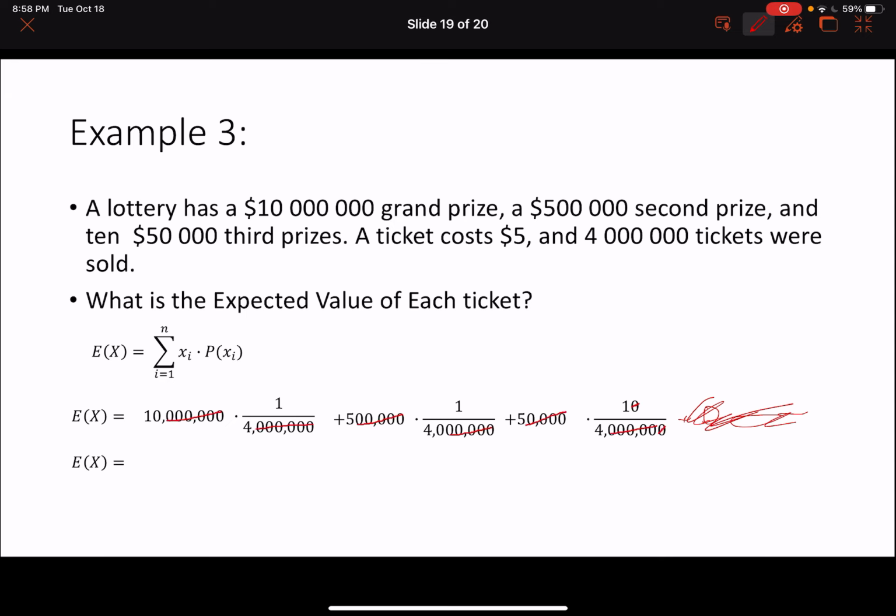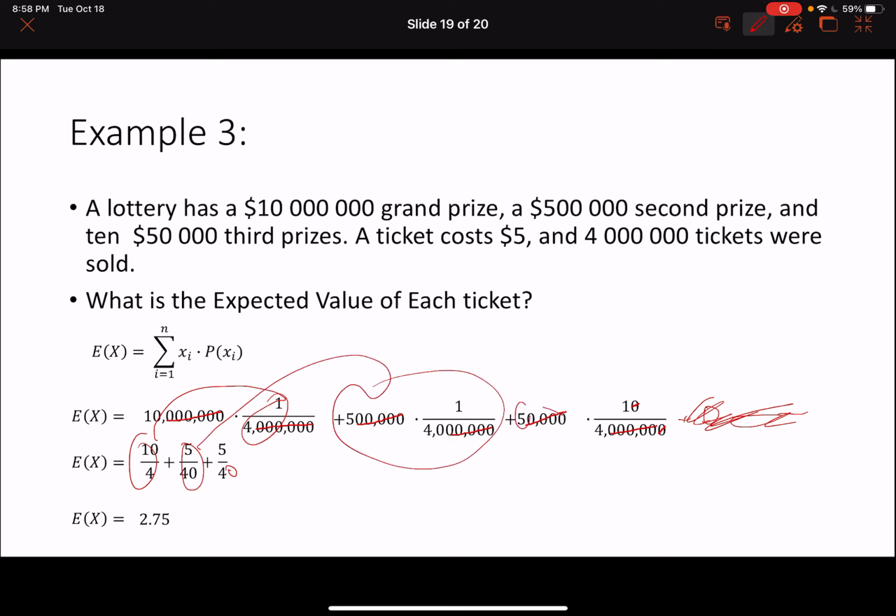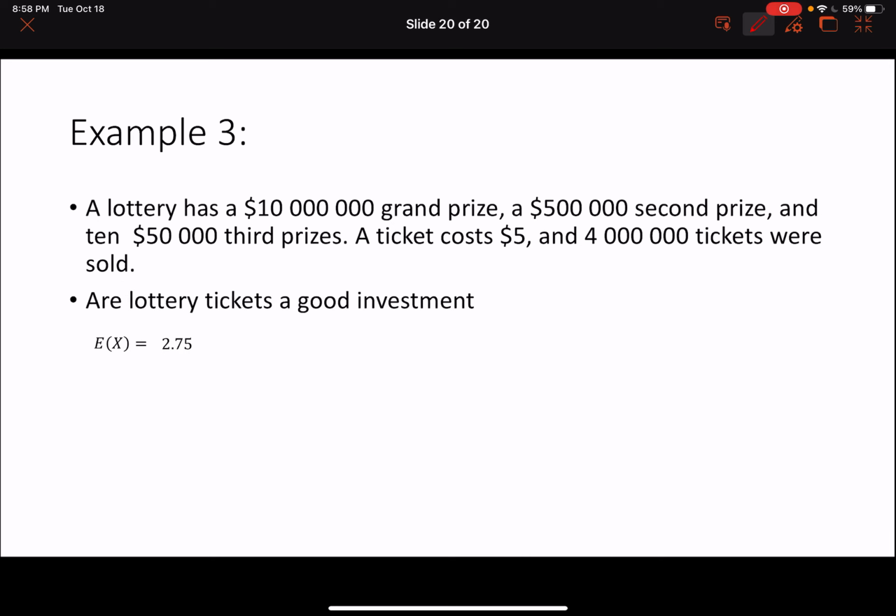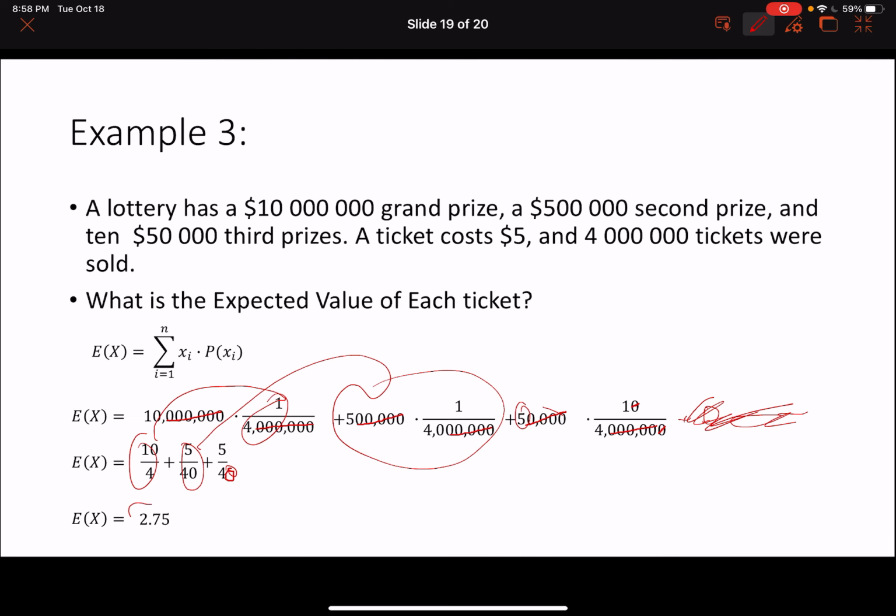And we'll do a little bit of math. We cross out the 10,000. Oops, there's a 40 there. So we get 10 over 4. We get 5 over 40. And then we get 5 over 40 again. And then we add them up and we get 2.75.